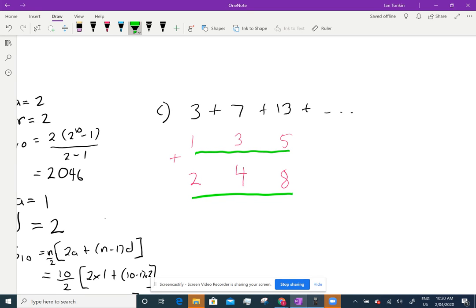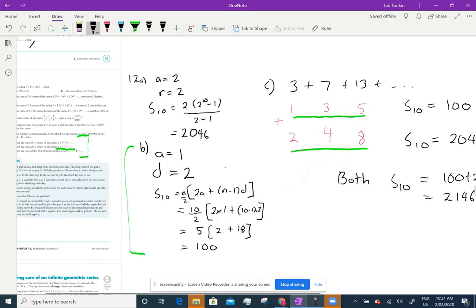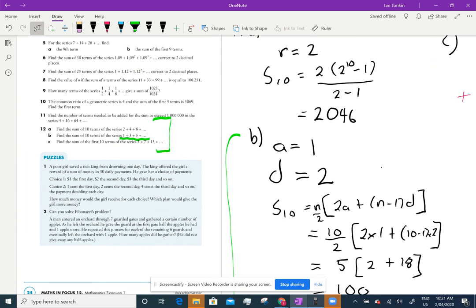They've combined them both into two series. We've already found S of 10 of this. It's 100. We've already found S of 10 of this. It's 2046. So therefore, S of 10 of both of them is 100 plus 2046, 2146. So that was a tricky one where they combined a geometric series and an arithmetic series.